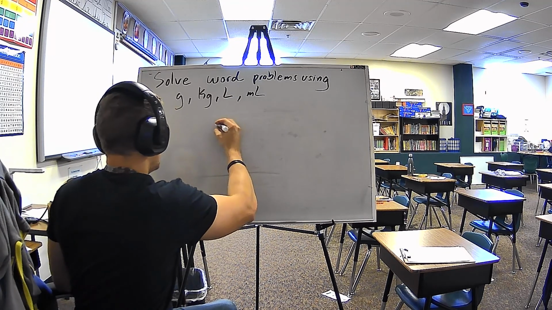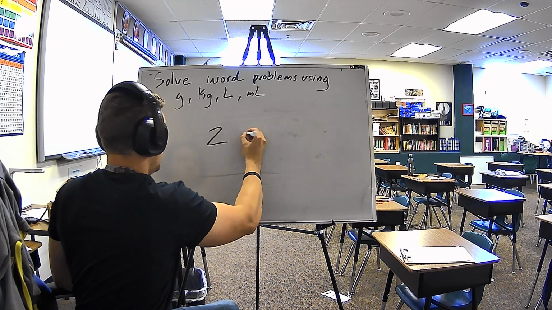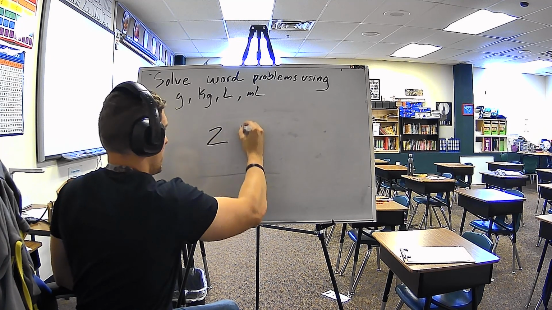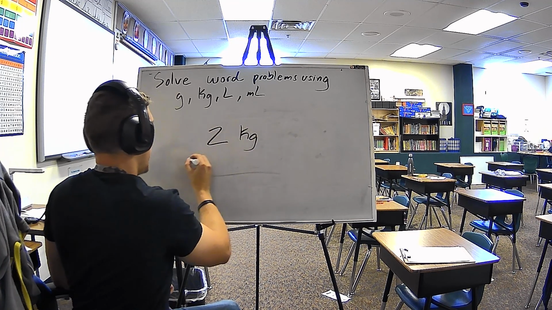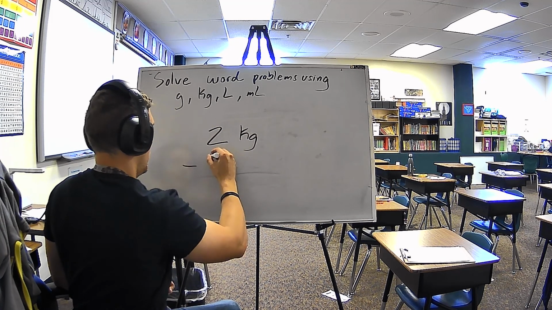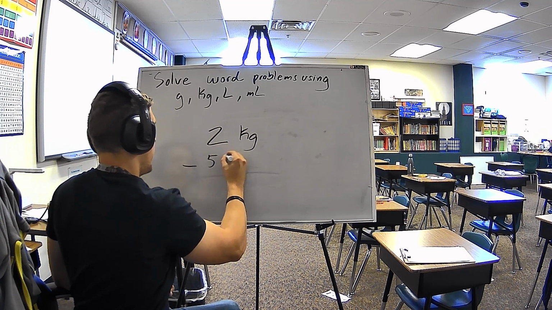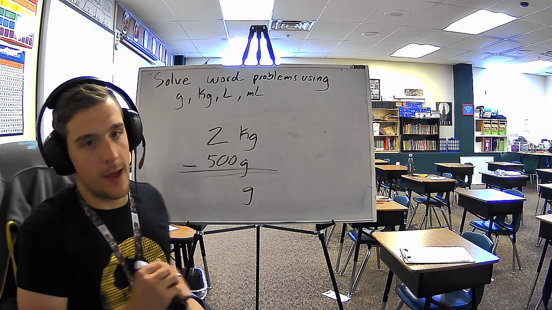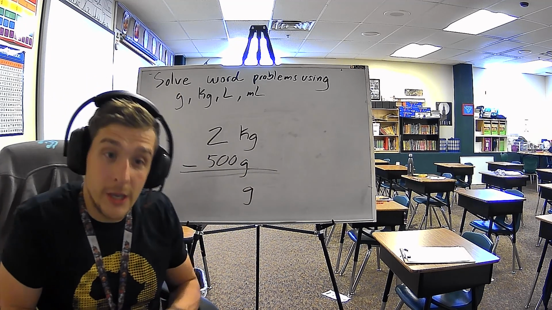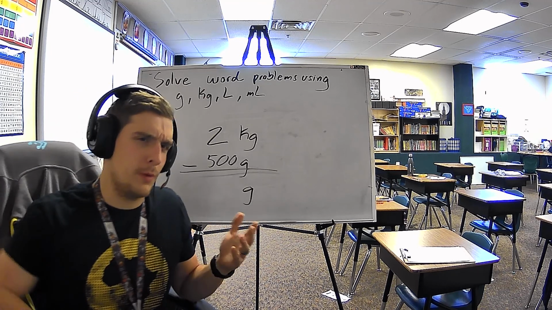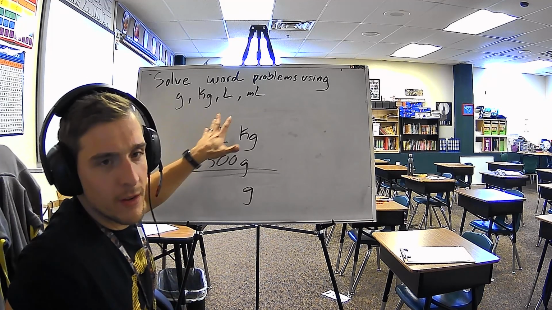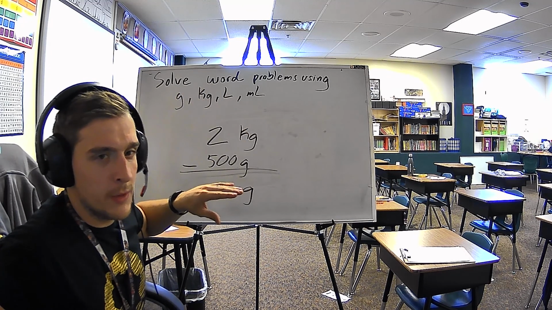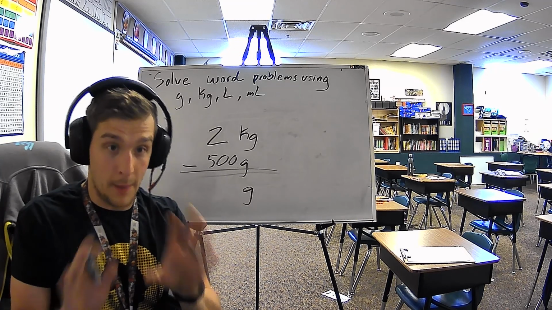They'll stay separate. But you will have problems like this. If I have 2 kilograms and I take away, let's say, 500 grams, how many grams do I have? Now, this one you will see. And you might be asking, what, Mr. Luthi? You just said you're not going to have crossing of units here. And I'm still sticking with that.